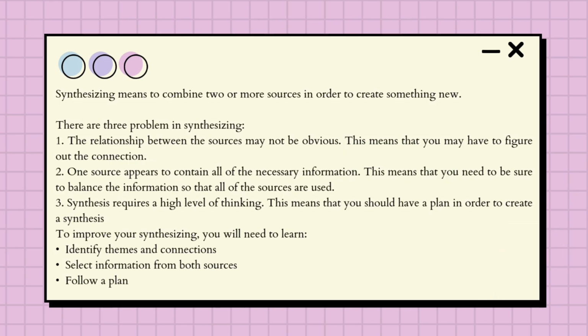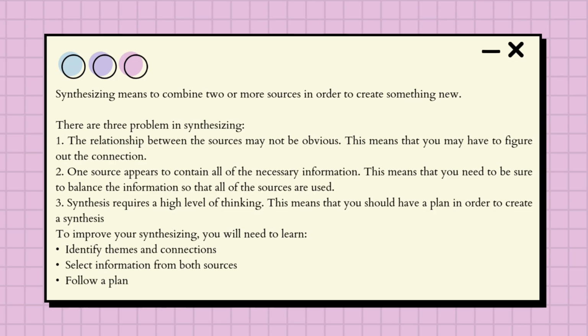Synthesizing. Synthesizing means to combine two or more sources in order to create something new. There are three problems in synthesizing. 1. The relationship between the sources may not be obvious. This means that you may have to figure out the connections. 2. One source appears to contain all of the necessary information. This means that you need to be sure to balance the information so that all of the sources are used. 3. Synthesis requires a high level of thinking. This means that you should have a plan in order to create a synthesis.